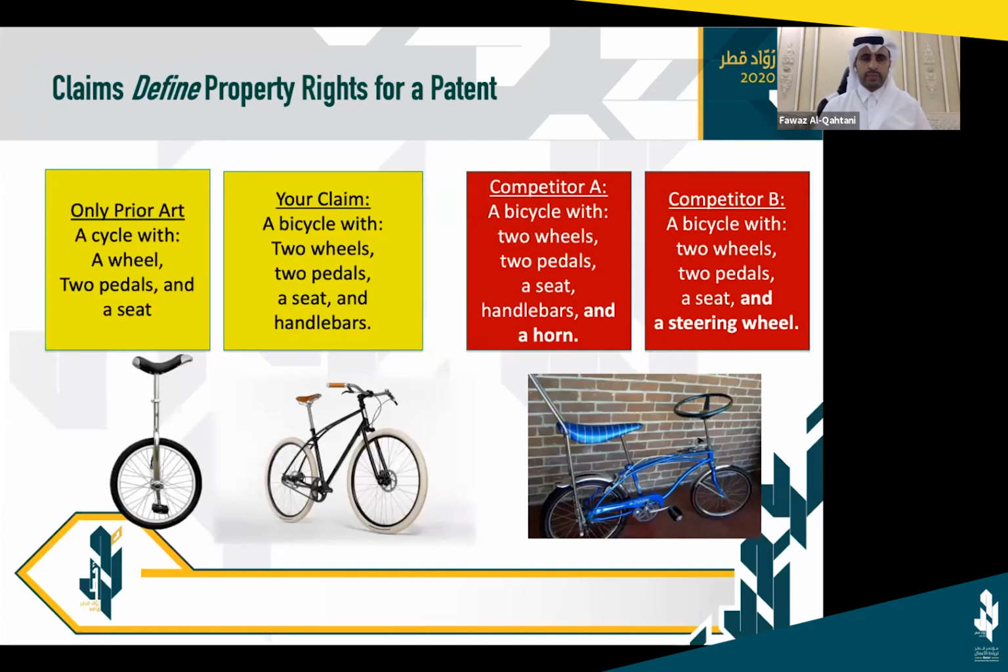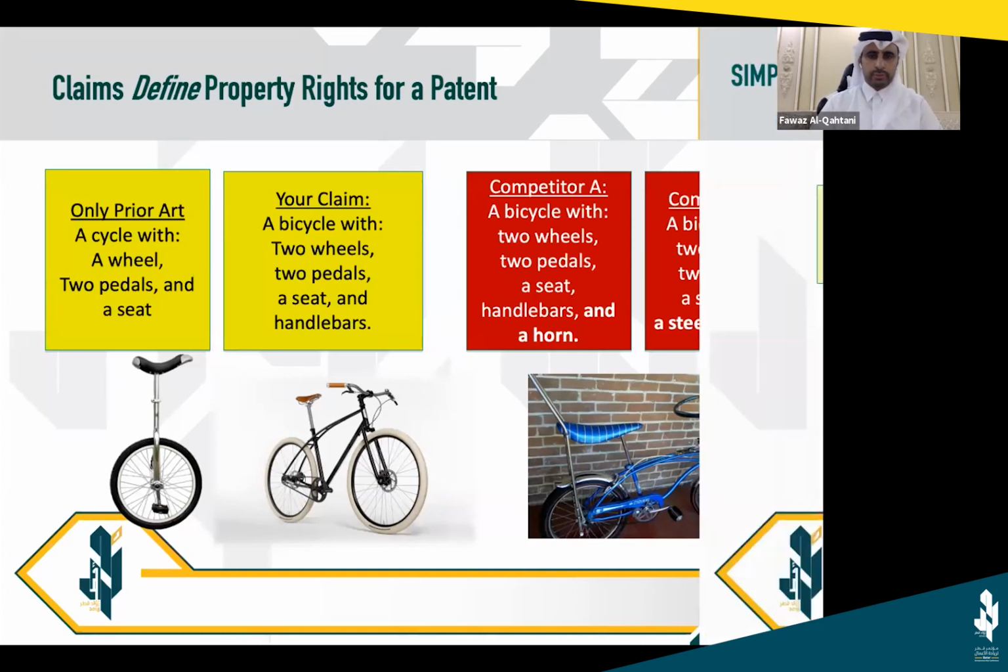Here we look at claims, which define the property right of a patent. For example, the prior art is a cycle with a wheel, 2 pedals and a seat. Your claim is a bicycle with 2 wheels, 2 pedals, a seat and handlebars. This claim can be protected. But if you look at competitor A and competitor B, it's a bicycle with 2 wheels and 2 pedals, just a combination of the others. So these two cannot be patentable.